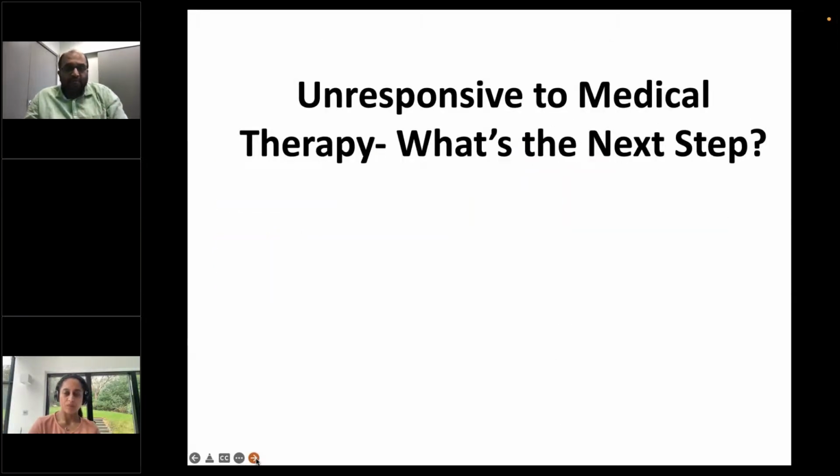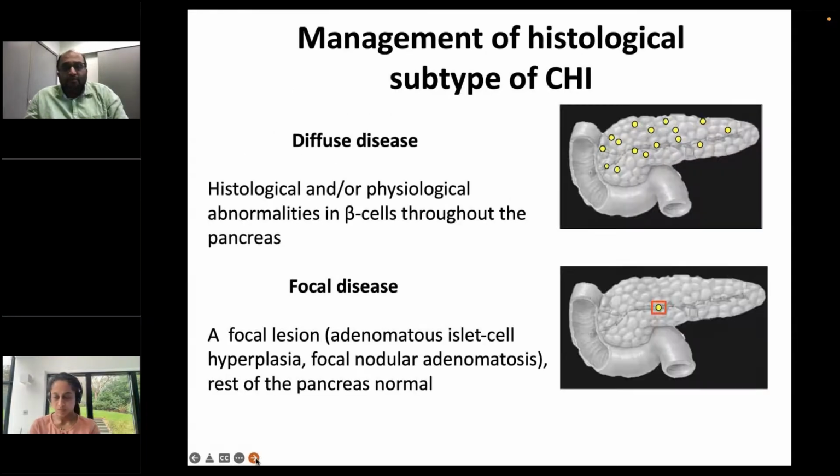So more importantly, obviously when they are in a specialist center, if they're not responding to medical therapy, they need to be looked at to see what could be the reason. And mainly you think about two main forms, which is the diffuse and focal form.